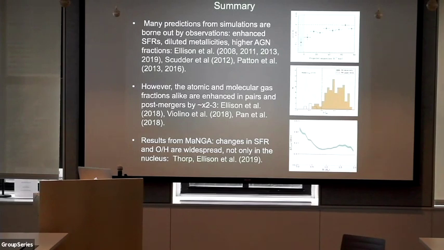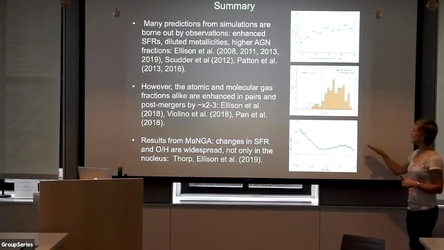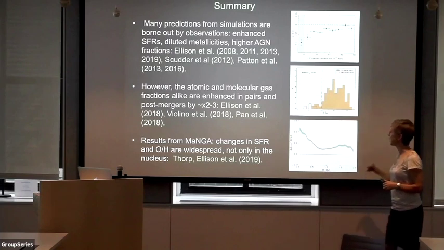The one thing that I think there is still some tension, maybe, with at least some of the theoretical predictions are these gas fractions. There doesn't seem to be this large-scale blowout that was predicted at least in the early simulations, and both the atomic and the molecular gas fractions are enhanced by factors of around 2 to 3 in both the pairs and the post-mergers. And then finally, starting to look at this in a spatially resolved sense with the IFU surveys like MaNGA, we're starting to really be able to trace these properties throughout the galaxy.